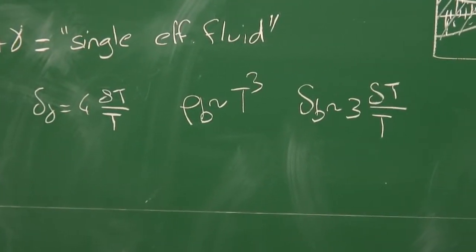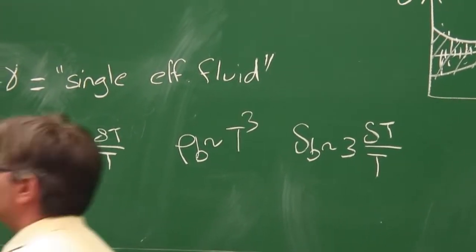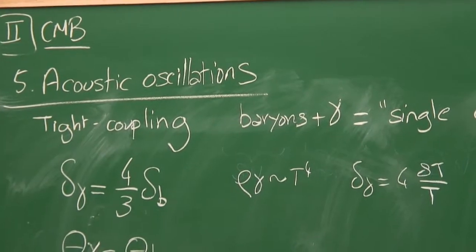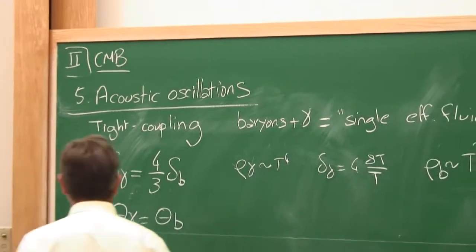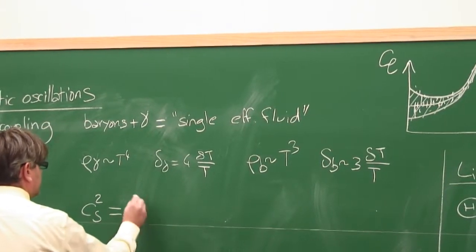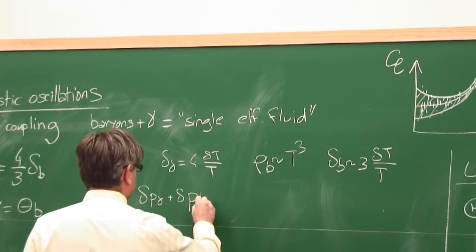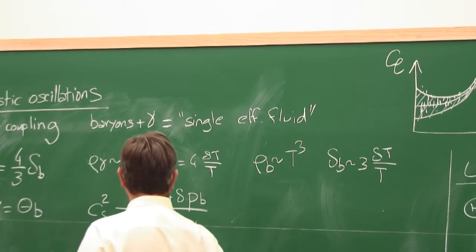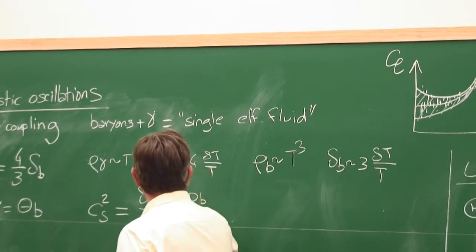At first order in the tight coupling limit, we have also theta gamma equals theta B. We have seen yesterday that the Thomson scattering term tends to align the two fluids, to make them move with a single bulk velocity. Okay, and finally, in our fluid, we can define an effective sound speed for the total fluid. This effective sound speed is given by delta rho gamma plus delta p gamma plus delta pb divided by delta rho gamma plus delta rho b. Baryons being non-relativistic, we can, of course, neglect their pressure.